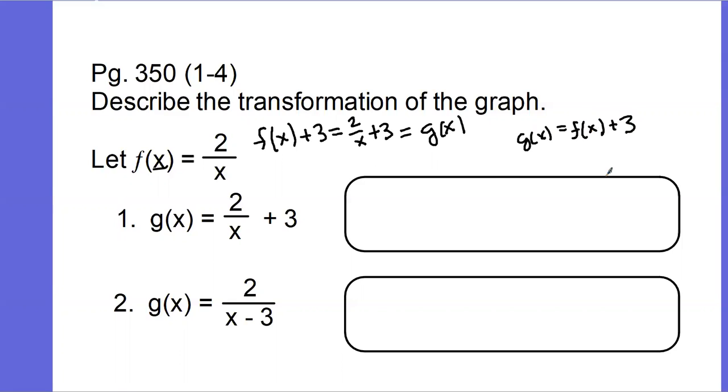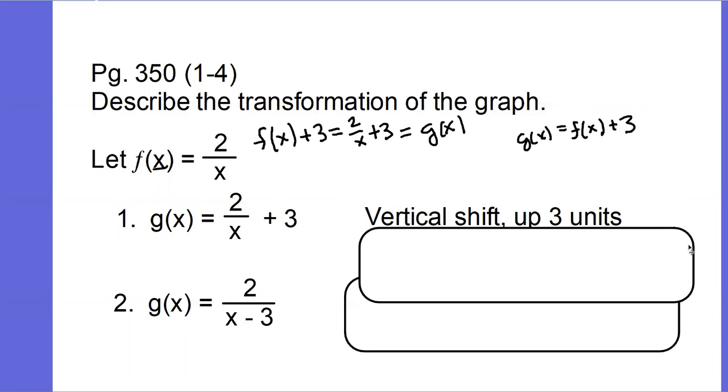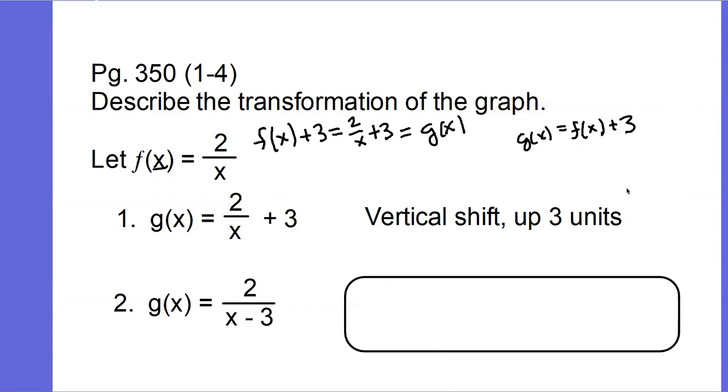And if you remember your transformation of functions information, whenever you add 3 on the outside like this, that is a vertical shift 3 units upward. So we have a vertical shift, and we're moving up 3 units. Let's take a look at the second problem. Now we have g of x equals 2 over x minus 3.